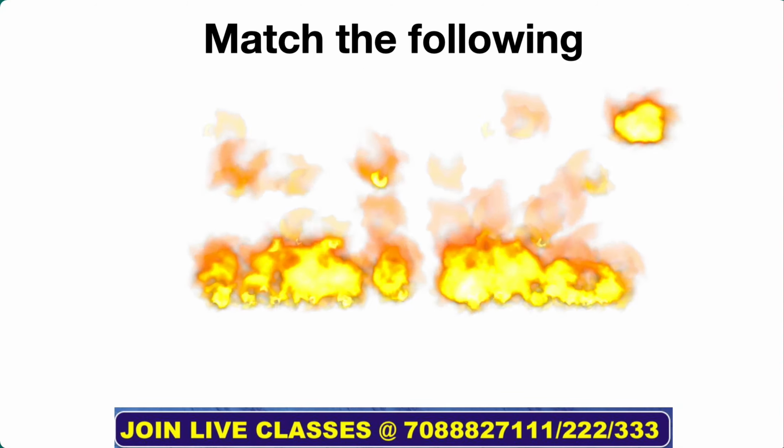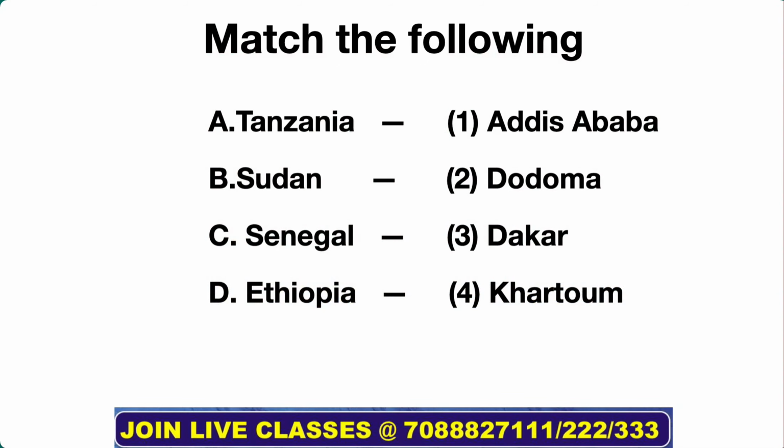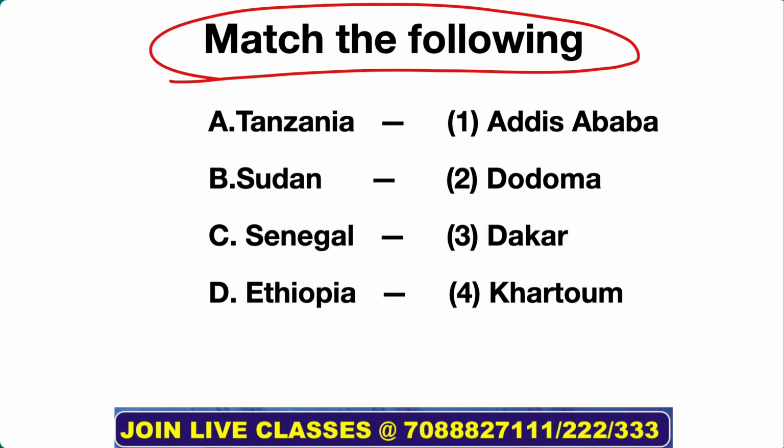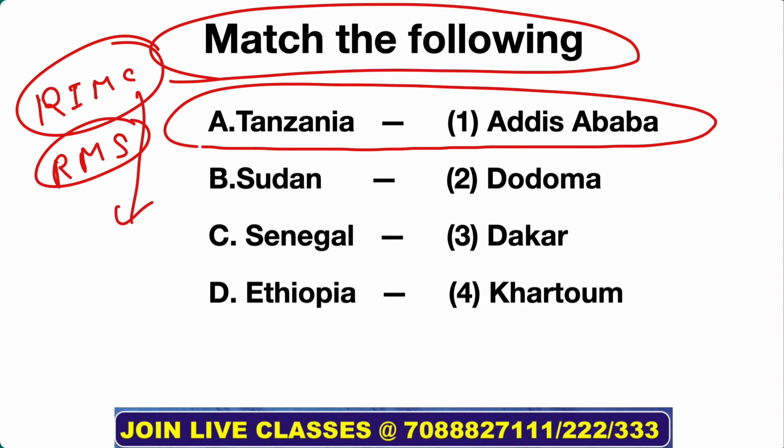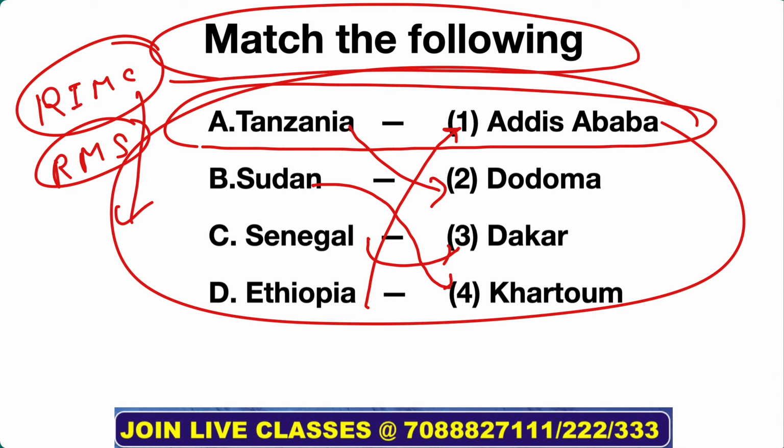Students, today I will get you part 2 of the February 2022 current affairs section. So let's start. This is the burning question of the previous video. Match the following. These types of questions are frequently asked in the RIMC exam. In the RMS exam, the question will come only in single form, like what is the capital of Tanzania, but in the RIMC exam, these types of questions are asked in bunch. Clear? Tanzania's capital is Dodoma, Sudan's capital is Khartoum, Senegal's capital is Dakar, Ethiopia's capital is Addis Ababa. These are the correct pairs of countries and capitals.